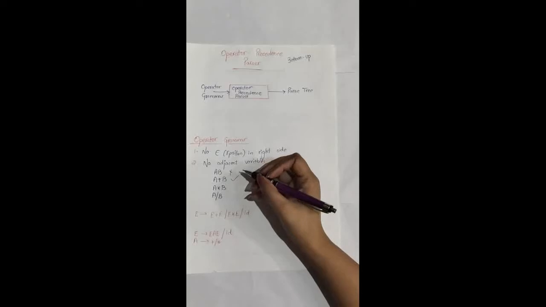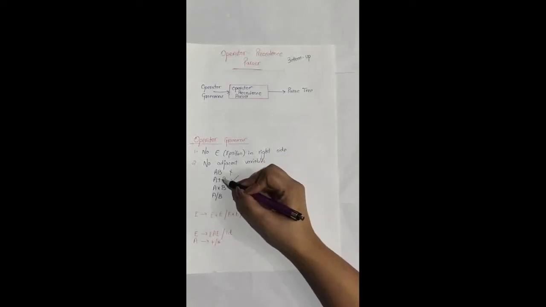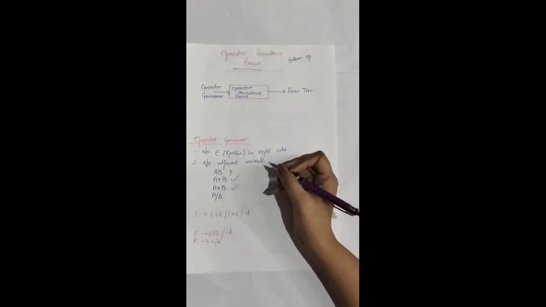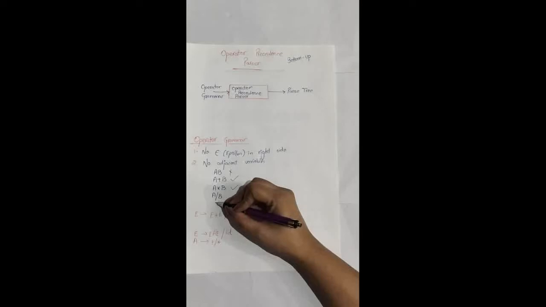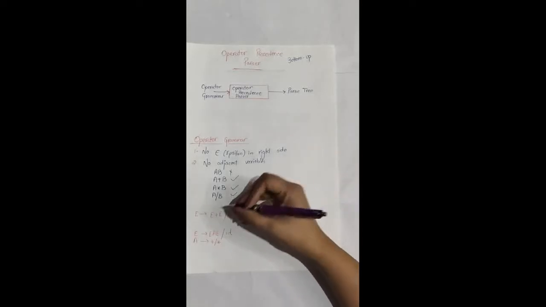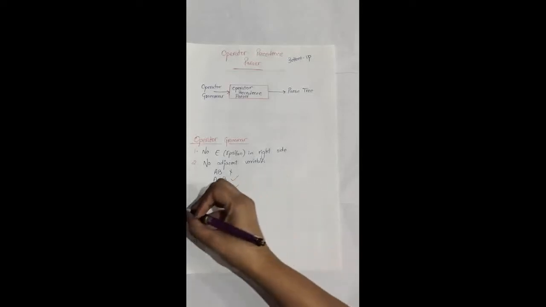Why is this an operator grammar? Because we have an operator between these two variables. A asterisk B is also an operator grammar. A division B is also an operator grammar. Now let's take two grammars.